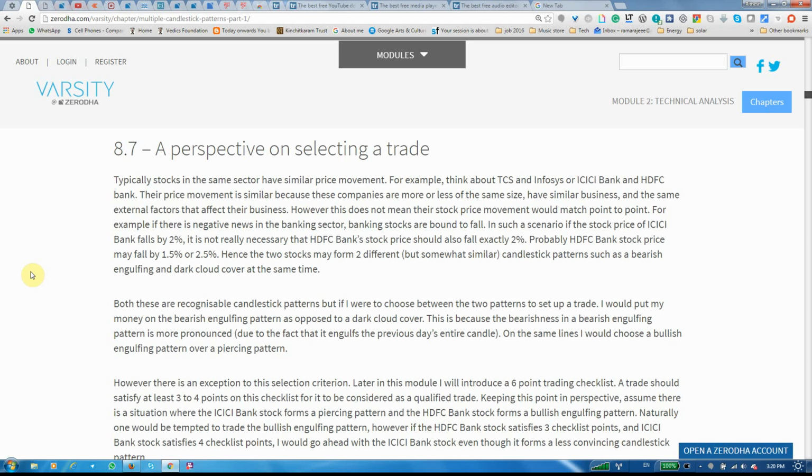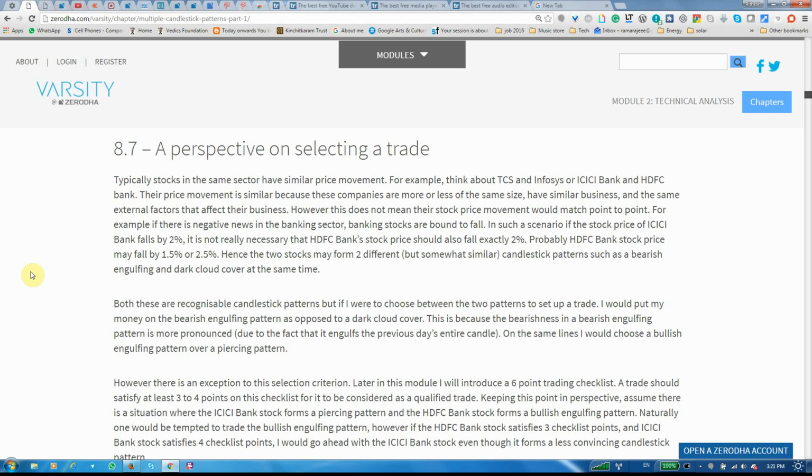For example, if there is negative news in the banking sector, banking stocks are bound to fall. In such a scenario, if the stock price of ICICI Bank falls by 2%, it is not really necessary that HDFC Bank's stock price should also fall exactly 2%. Probably HDFC Bank stock price may fall by 1.5% or 2.5%. Hence the two stocks may form two different but somewhat similar candlestick patterns such as a bearish engulfing and dark cloud cover at the same time.